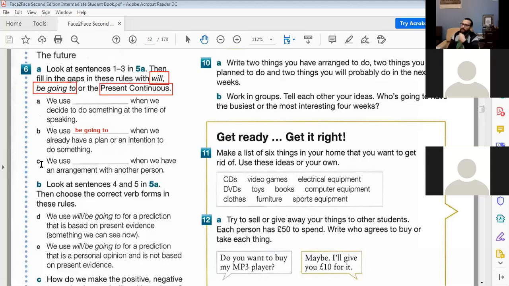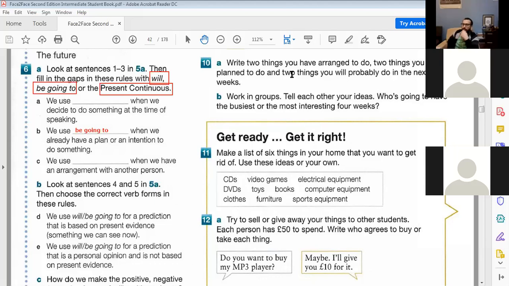C. You think if we have an arrangement, what does arrangement mean? When we have an arrangement with another person? Arrangement, it is something maybe want to be ready for to do something. We have an arrangement to do something with another person. Are you sure? When we use an arrangement with another person, we use when we decide to do something at the same time of speaking. That's present continuous about A.